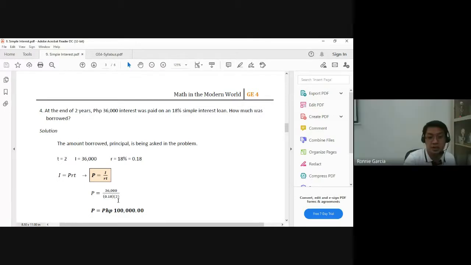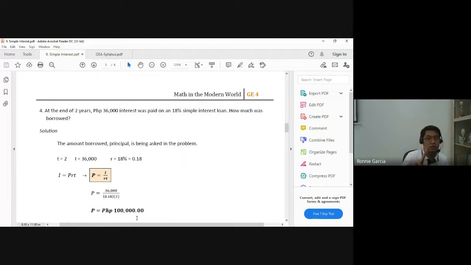Sige, verify ninyo. 36,000 divided by 0.18 times 2. Tama, sir. If you have 100,000 on your calculator, di ba? Yes, sir. Then you can also check kung 36,000 ba jud ang interest ani. So ang 100,000, i-multiply na pud nimo, ang i-solve na pud nimo kay ang interest. So 100,000 times 18% ang rate times 2.